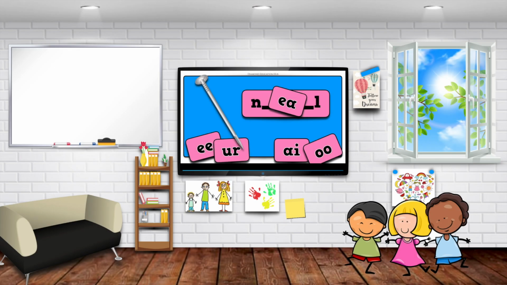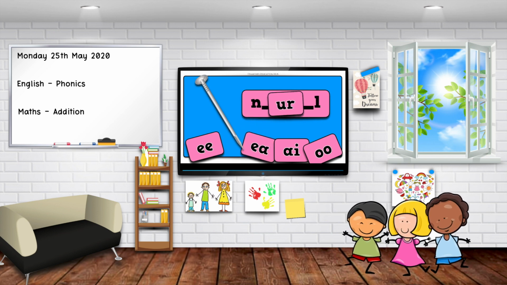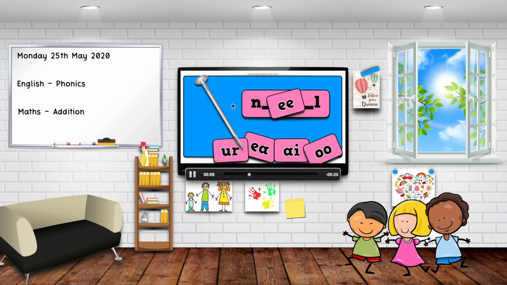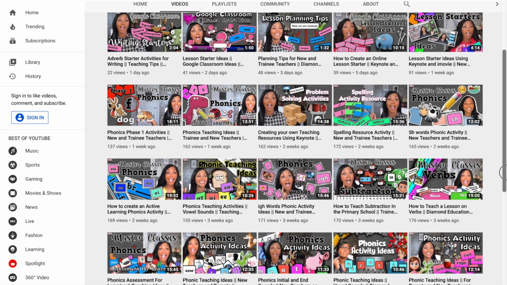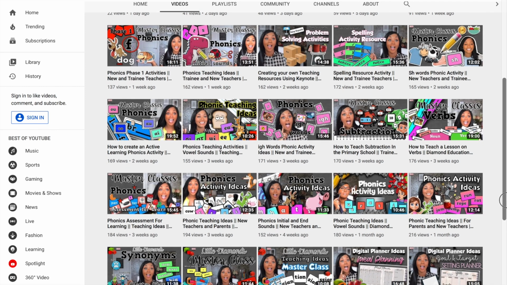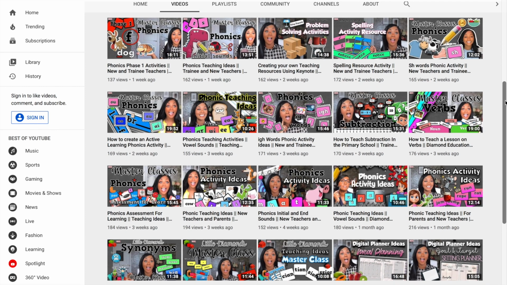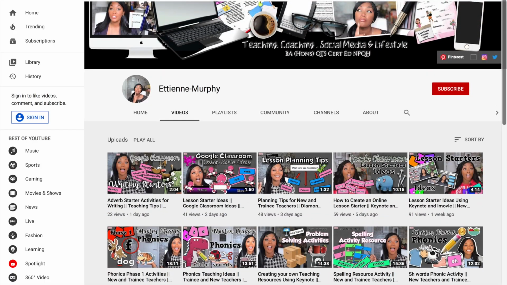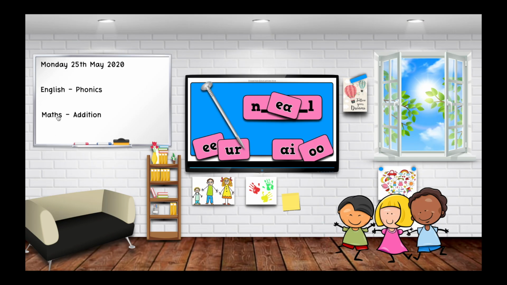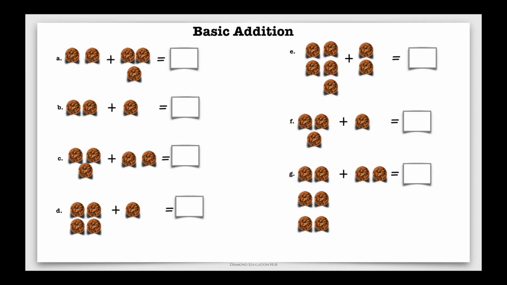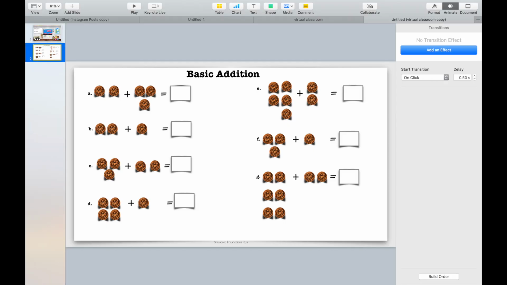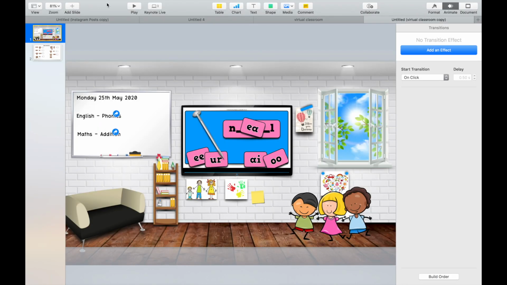So let's go to play. Date comes up on the board. You've got your lesson starter phonics, which you can do a voiceover on. You've got your links here. So if I click on this, it will bring you over to a YouTube page. And you click on the maths. You've got the addition activity that you want them to try out. You go back to the classroom. And there you go.